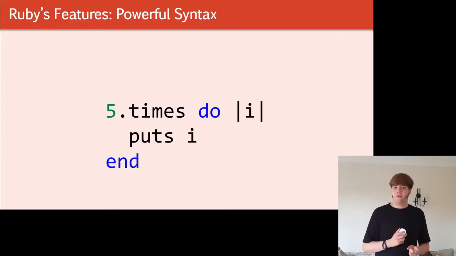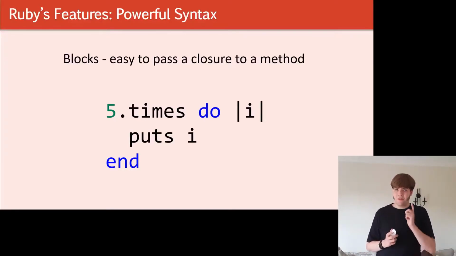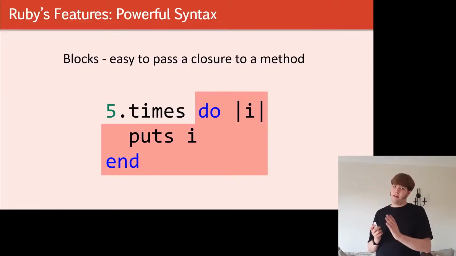The other important Ruby feature on display here is blocks, which are an elegant way to pass a closure into a method. A closure being basically an unnamed function, which can access local variables. The code between do and end is the block here, with the i in pipes indicating that this closure takes one argument, i. That times method on the integer class invokes the given block, in this case 5 times, with i being 0, then 1, then 2, then 3, then 4, with the puts method printing each value.